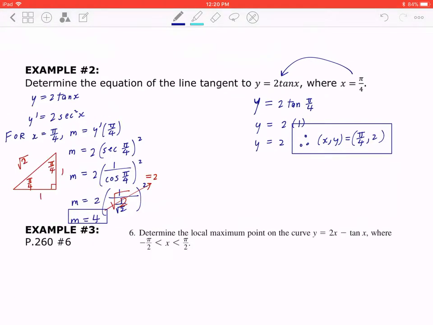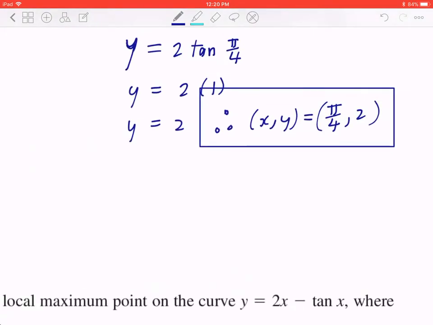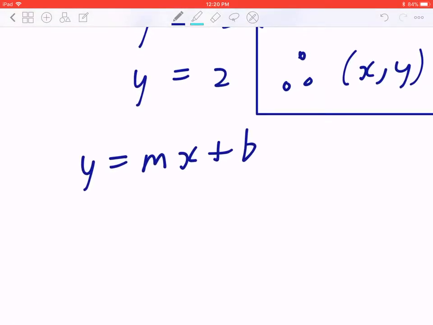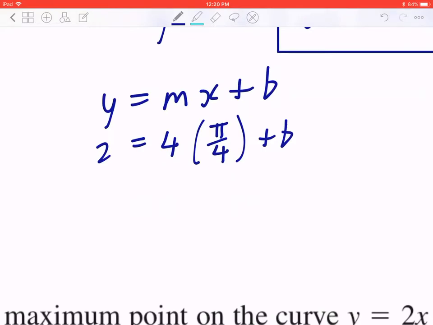Now, once you have the slope and the point, the rest you've done many times. You write down y equals mx plus b. The slope is going to be 4. X is going to be pi over 4. Y is going to be 2. Your goal is to solve for b. And b equals 2 minus pi.